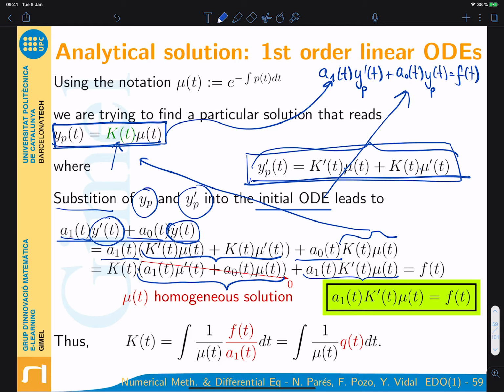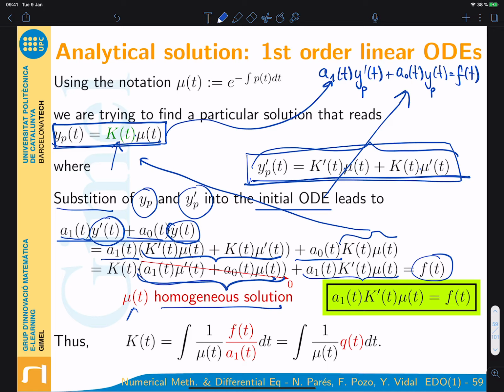That will happen because mu is a homogeneous solution. So this is the homogeneous equation. That's the reason this term vanishes, okay? And what remains is that this equation should be equal to f of t because it's the non-homogeneous case. And from here, I get this equation in green color we have here.